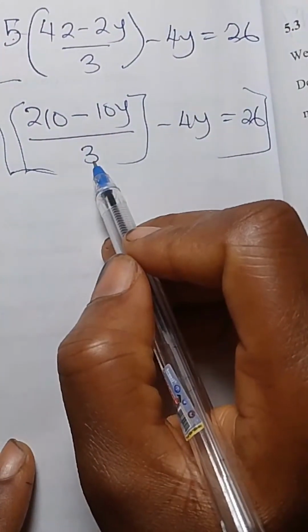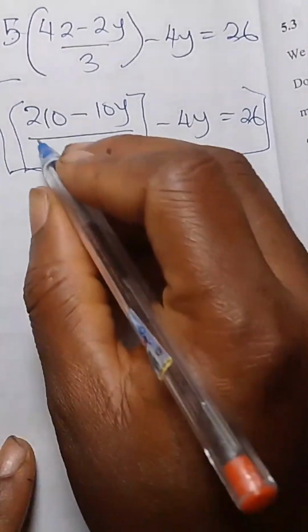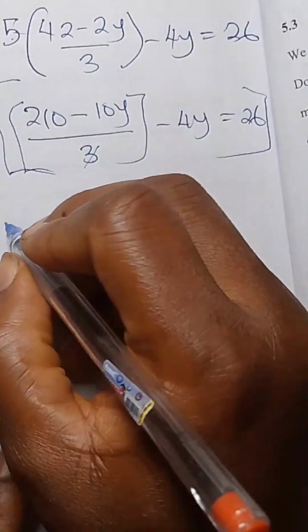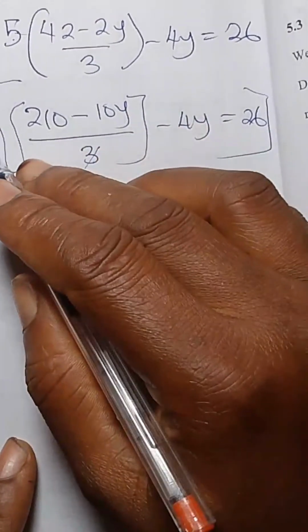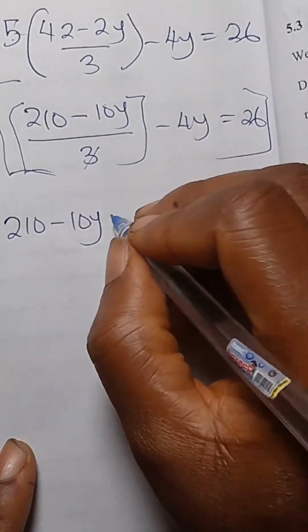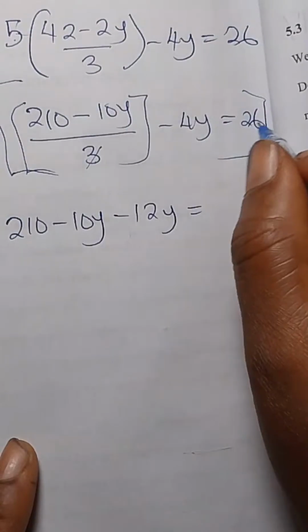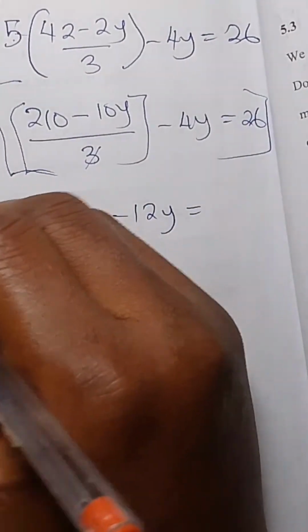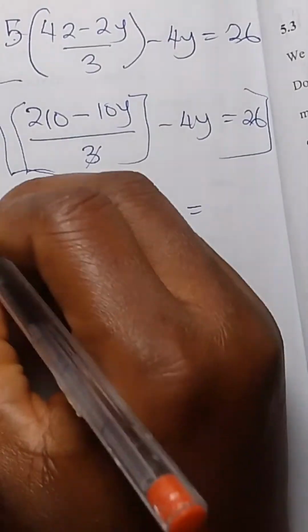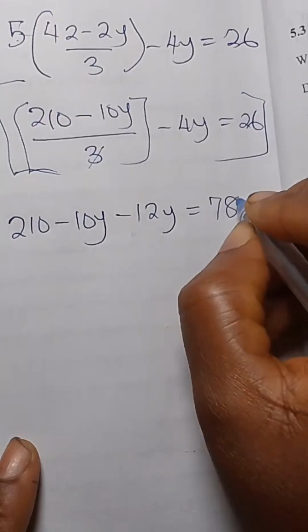So we can take away this 3. This 3 will cancel the 3 here, and we are left with everything in the numerator. We have 210 minus 10y. Now this 3, we multiply by 4y to give us minus 12y. 3 times 26 will give us 78.